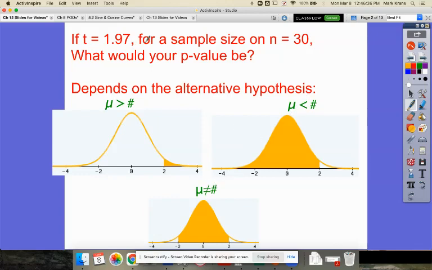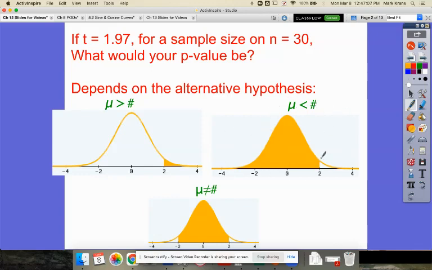All right. So if your t-value is 1.97 for a sample size of n equals 30, what would your p-value be? Okay. So we'll look it up on a t-table in a second, but it depends on the alternative hypothesis. If the alternative is that mu is greater than whatever claim, then you want the probability that you get a t-score greater than 1.97.